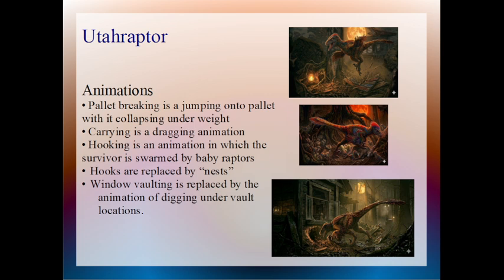And as I said, window vaulting could be replaced by something like digging under window vault locations. This kind of depends on how big the window is and how big the raptor is, because you could just use regular window vaulting, hopping over the window, depending on how big these things are. If that doesn't work, then digging under might be a decent idea. The only thing you'd have to worry about is vaulting off of one floor into another, like a drop down, you know what I mean? That I haven't quite figured out. So that would be it.